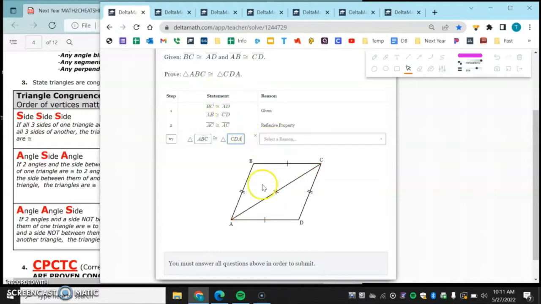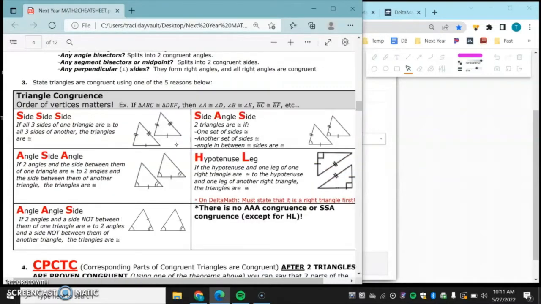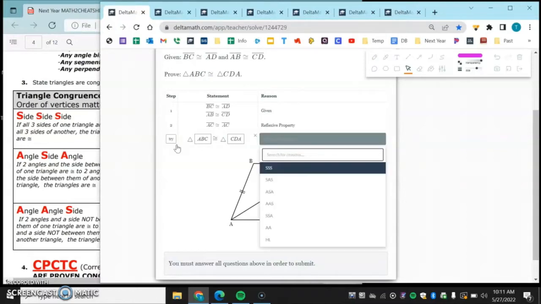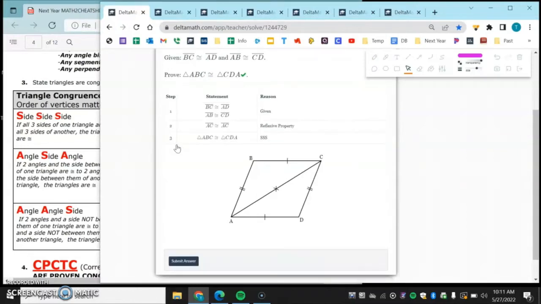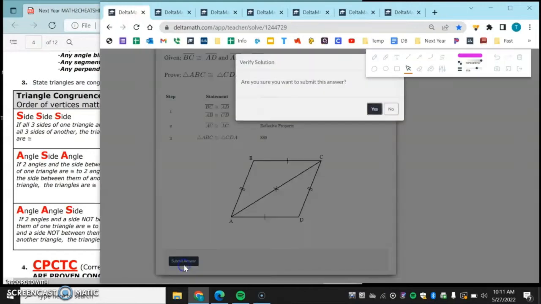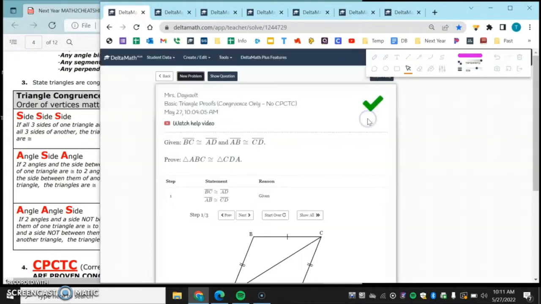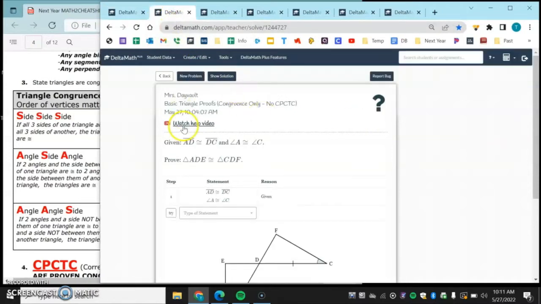And then the reason that these 2 triangles are congruent, again, anytime you have 2 triangles here, your reason is always going to be one of these 5 reasons. In this case, it is side, side, side. Okay, the cool thing about Delta Math is if you move your mouse over these, it will highlight certain things for you, so that helps you to visualize that. We didn't have that when I was in school working in a textbook.